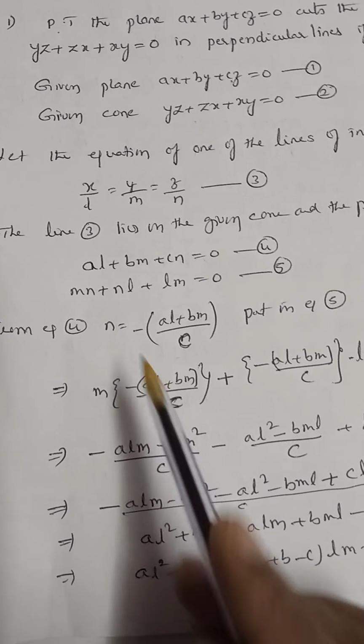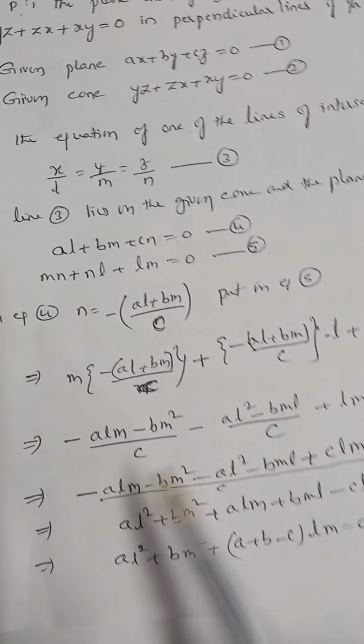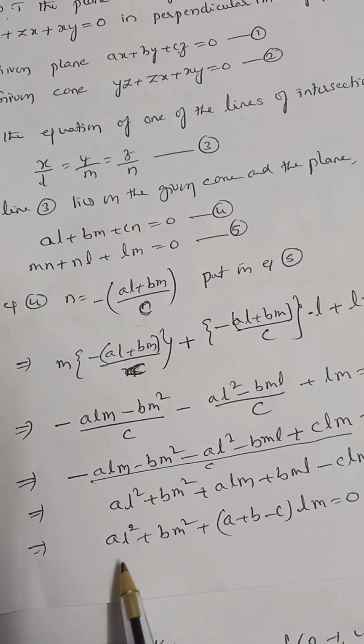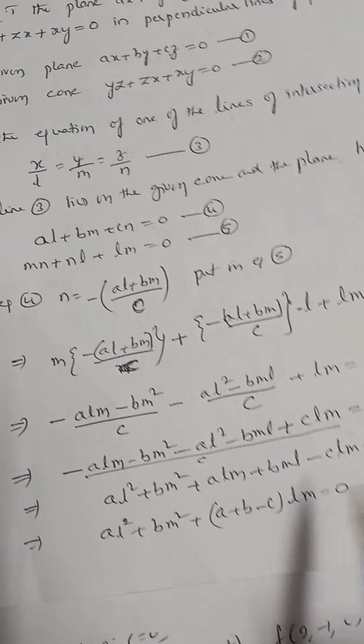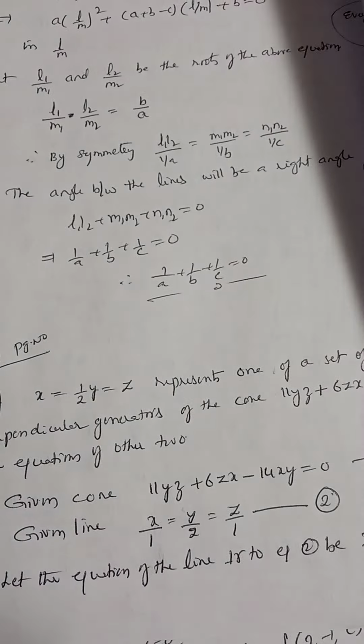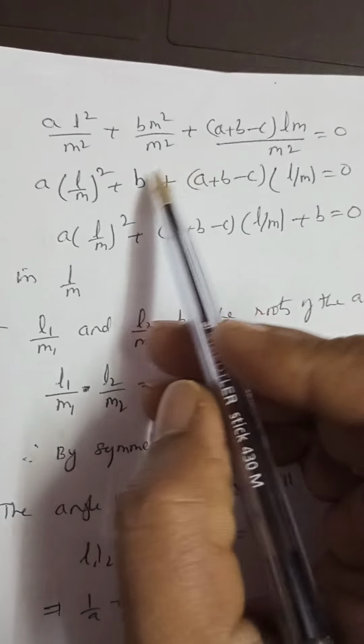Now we are substituting in the place of n and we are simplifying this one. Right, after simplifying I got this result: al square plus bm square plus (a plus b minus c) lm is equal to 0. Right, now throughout the equation, dividing by m square.